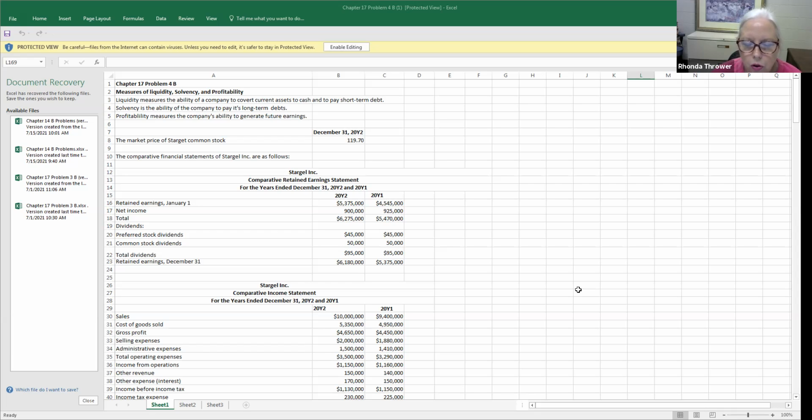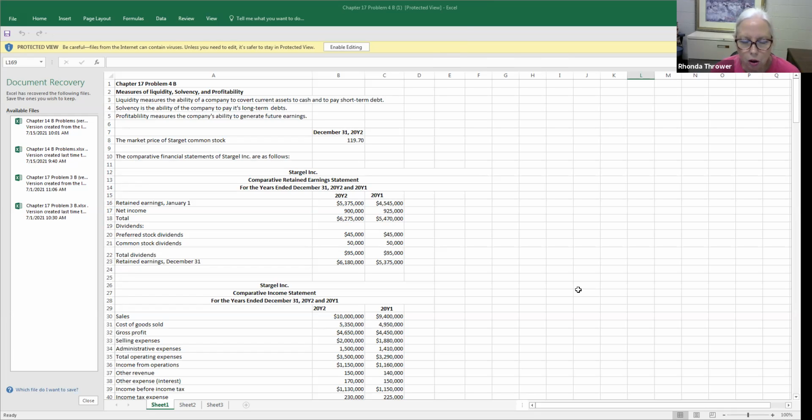And so I want to start with the liquidity measures. And there will be 7 liquidity measures that I am going to talk to you about today. The first category of those 7 measures is going to be what we refer to as current position analysis.